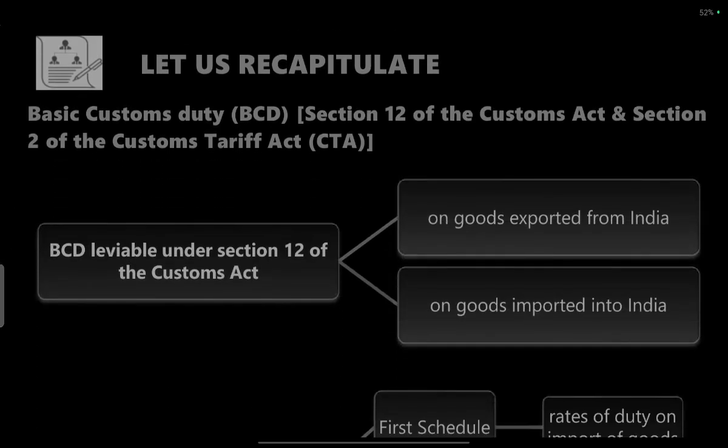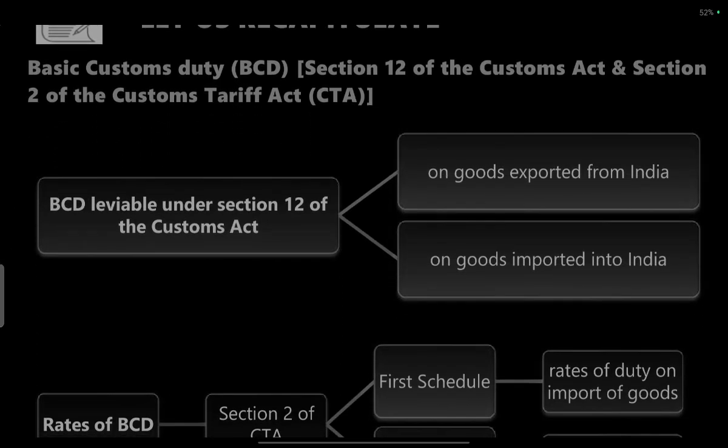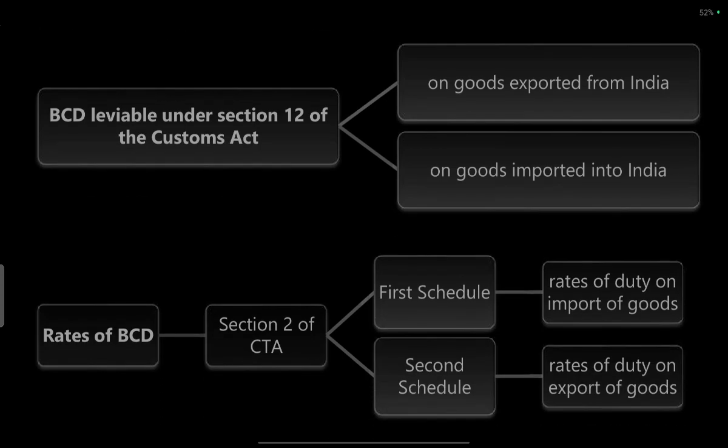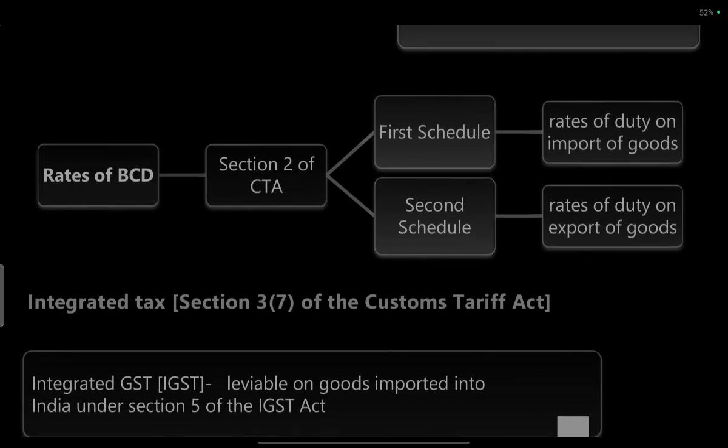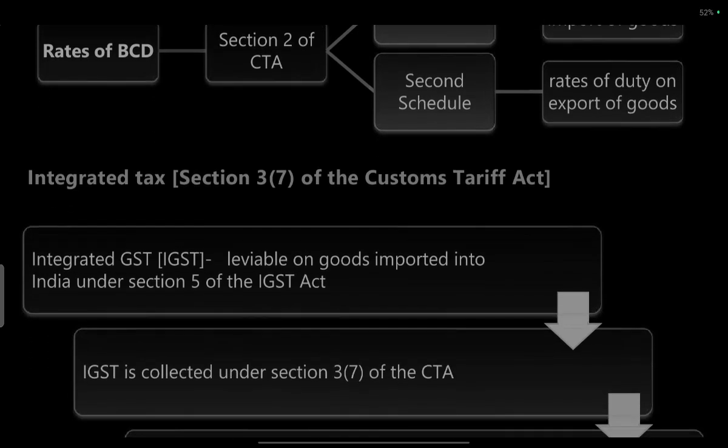Let us recapitulate. Basic customs duty, BCD: Section 12 of the Customs Act and Section 2 of the Customs Tariff Act, CTA. BCD is levied under Section 12 of the Customs Act on goods exported from India and goods imported into India. Rates of BCD: Section 2 of the Customs Tariff Act, first schedule and second schedule. First schedule gives the rate of duty on imported goods, second schedule gives the rate of duty on exported goods.